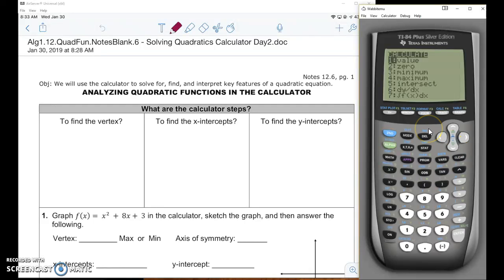For the vertex, we have to determine if it is a max or a min. So that is option number 3 for a minimum, or option number 4 for a maximum. And remember, a minimum is where the vertex is at the bottom, and a maximum is where it is at the top.